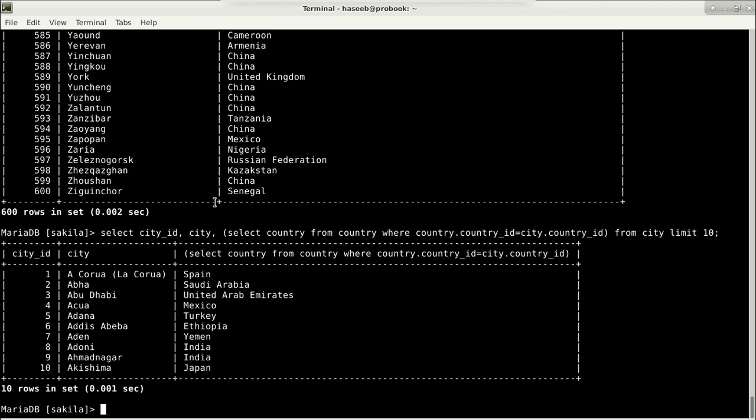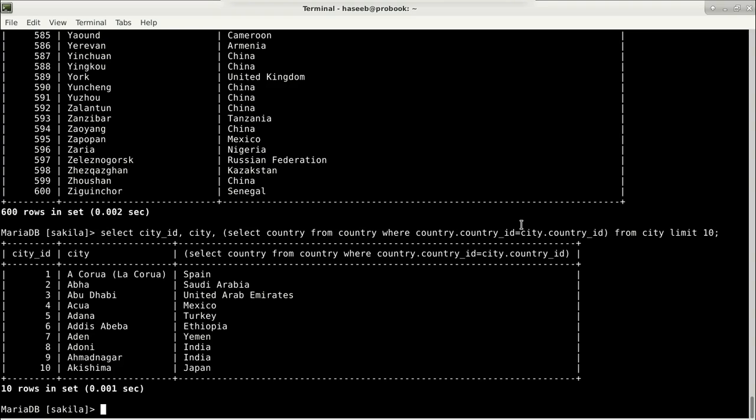So this way, using a subquery, even without the knowledge of join, I have displayed the country name by using the country ID from the city table. So what I have done is, in the field list, instead of writing a field name here which is country ID, I have written select country from country where country.country ID is equals to city.country ID. So I have written that find out the name of the country from the country table, and the criteria is where the country ID field from the country table is equals to country ID field from the city table.